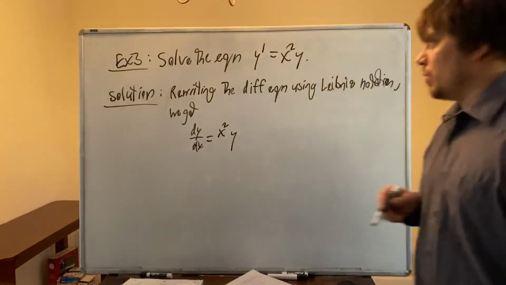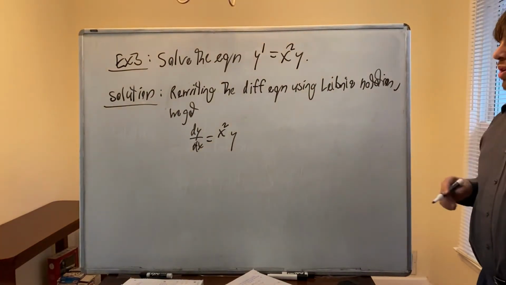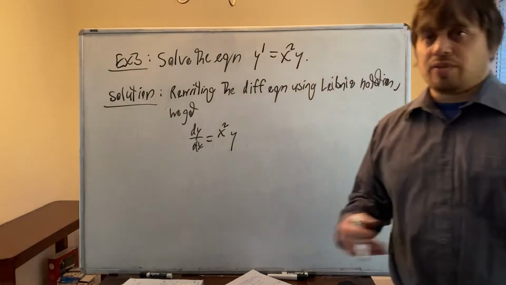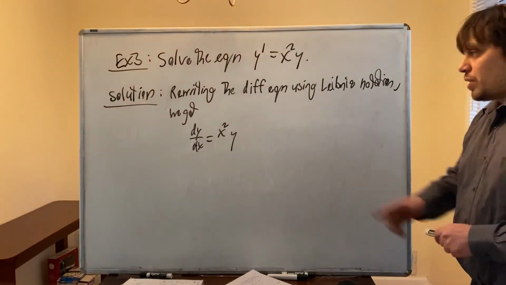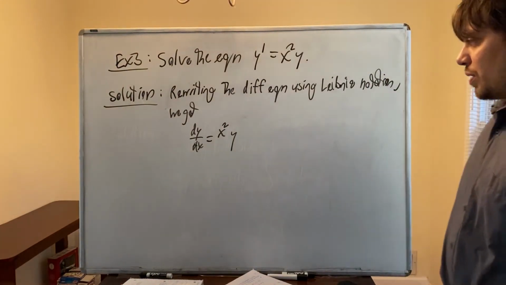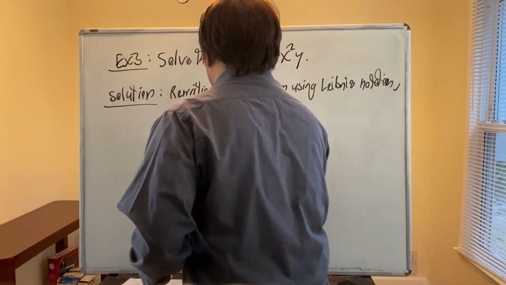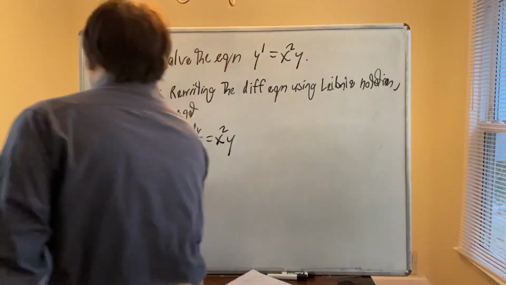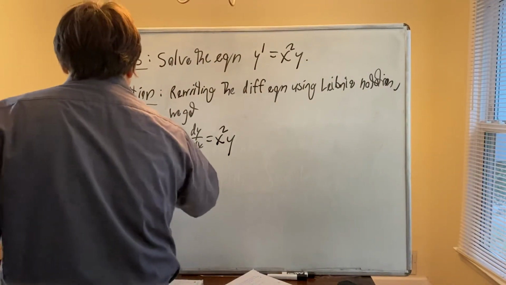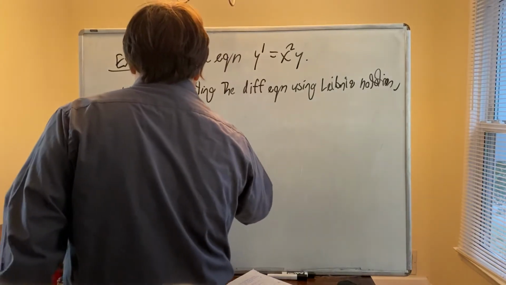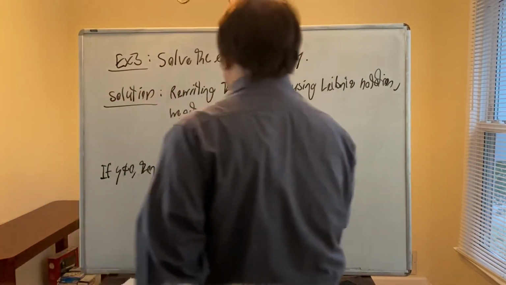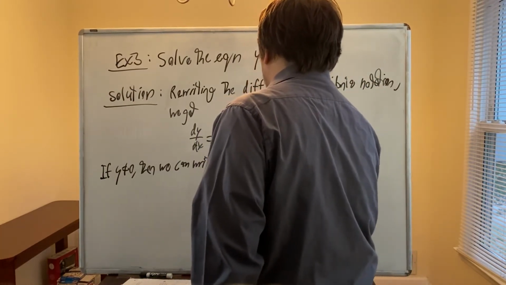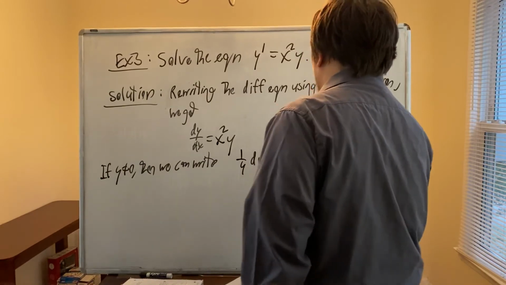Leibniz notation is when, instead of writing y prime or y double prime, you use dy/dx or d2y/dx2, d3y/dx3, that notation. So we have the differential equation dy/dx equals x squared y. Okay, so if y does not equal 0, then we can write that 1 over y dy is equal to x squared dx.